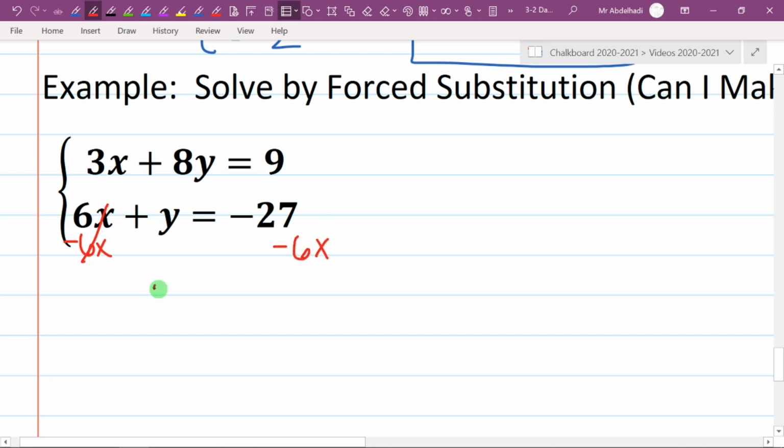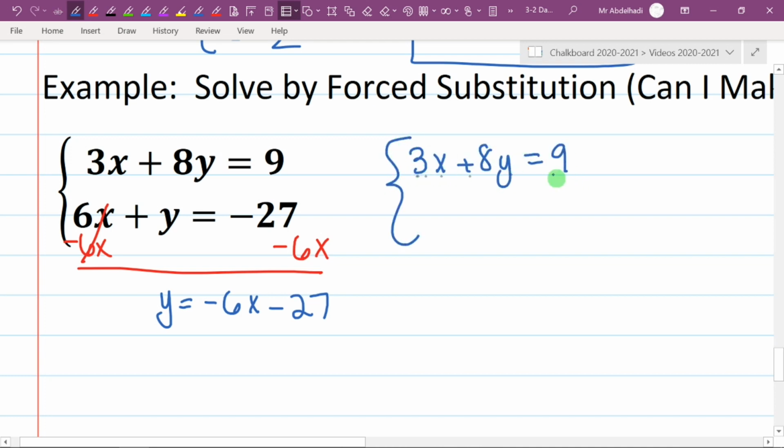And what that gives you is y equals, okay? And you can write it either direction. You can either write -27 minus 6x, or if you want to keep it in y equals mx plus b form, you put the 6x first, -6x, and then -27, like that. Either way, you have your formula now. Okay? So you now have a new system that you can look at.